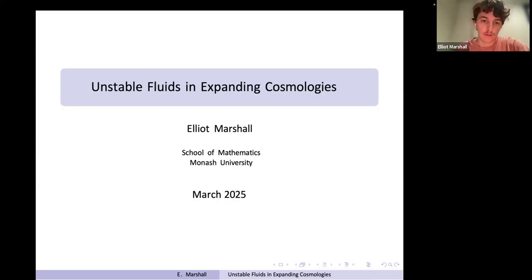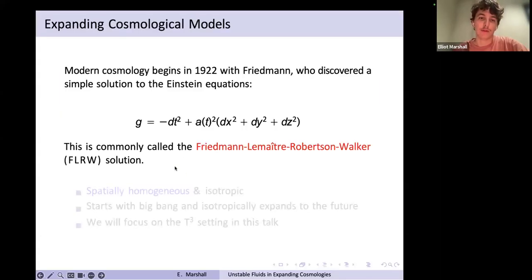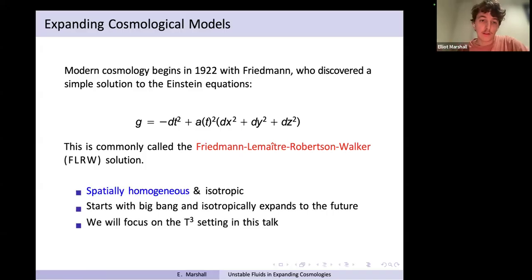So just to begin, as a sort of refresher, I just want to recall the Friedmann-Lemaitre-Robertson-Walker solution, the FLRW solution, which is an exact solution to the Einstein equations discovered in the early 20s by Alexander Friedmann. So this is really the basis of all modern cosmology. And it has a few features that are very nice. So it's spatially homogeneous and isotropic. So physically, we can think of this as there's no preferred direction, and our matter is evenly distributed.